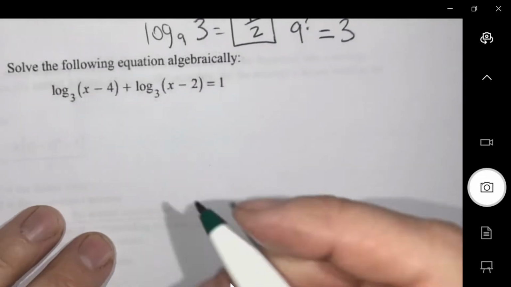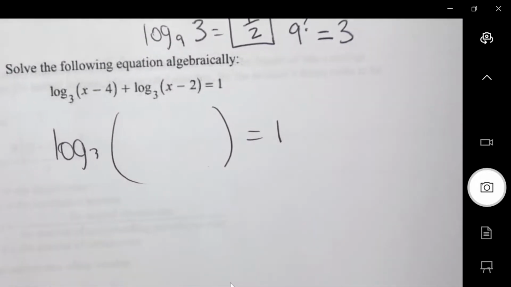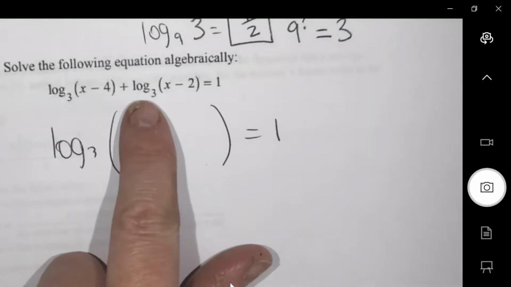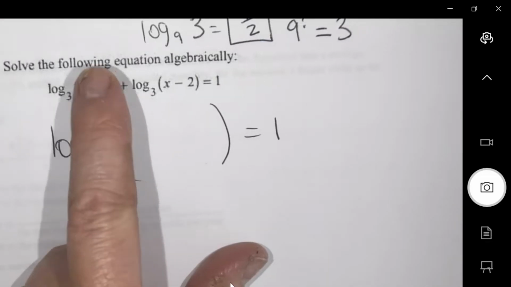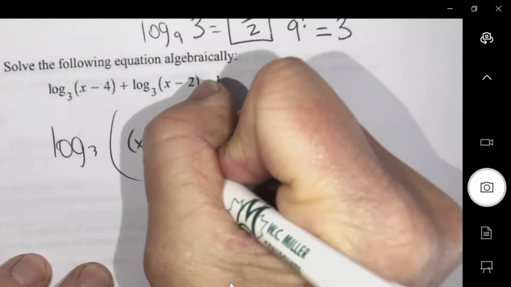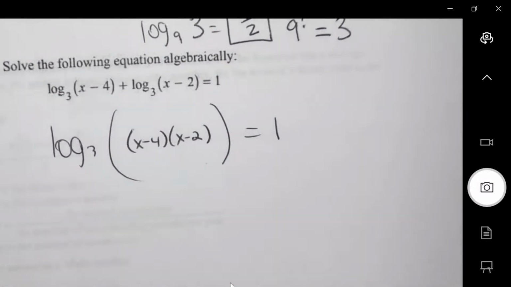Number 2, a log equation. So I'm going to go log base 3 of... I'm going to tie things back together with the rules. So there were 2 terms separated with an add. So how were they put together? Multiplied. So these 2 things were multiplied, and that's why I split them apart with adding.